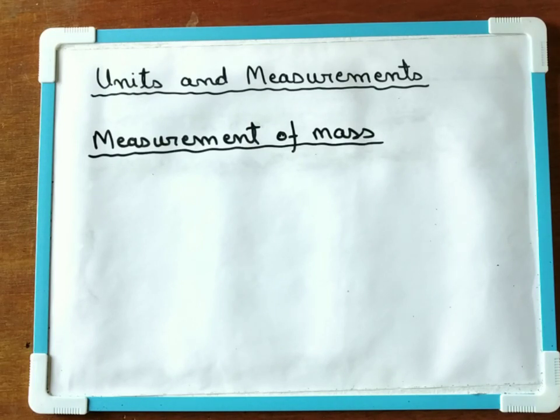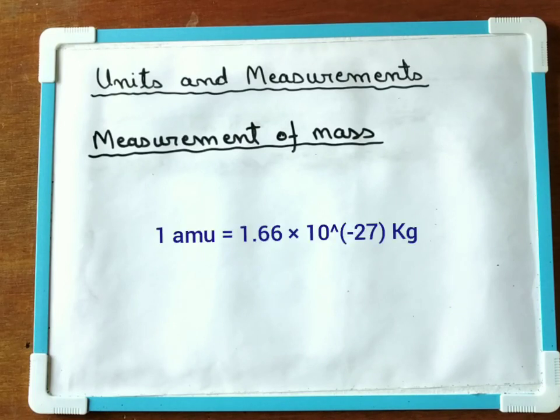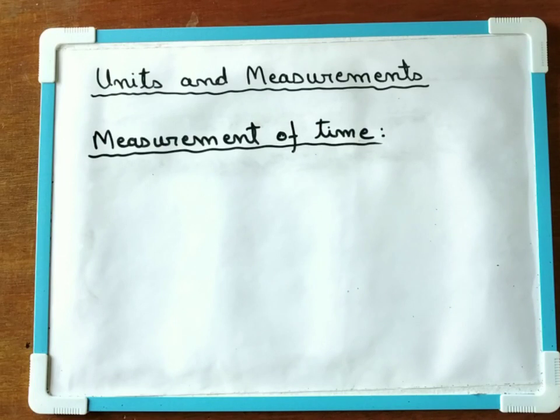Now there's another unit which we'll have to use to measure the mass of very, very small objects. For example, the mass of the atom or the mass of the nucleus. In order to measure such mass, we'll have to use another system of unit which is called Unified Atomic Mass Unit. This unit is used to measure the mass of very small objects like the nucleus and the atom.